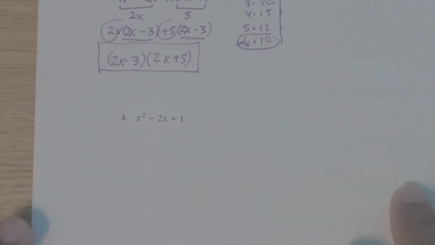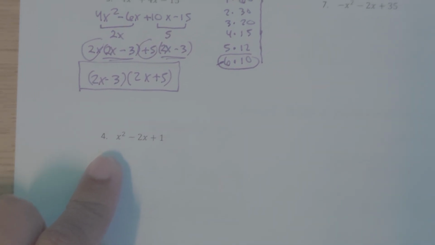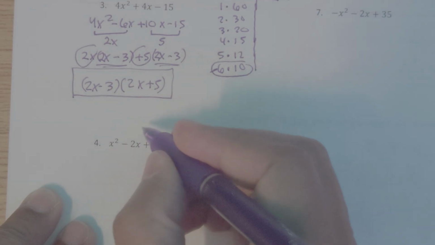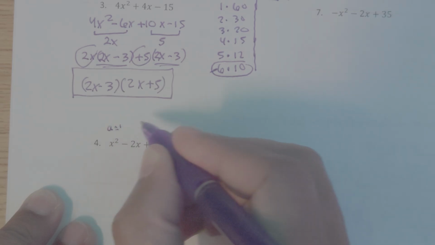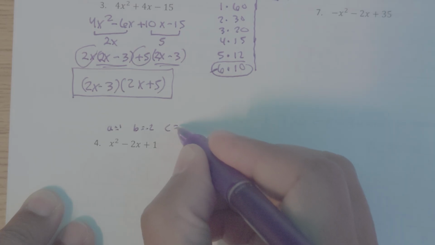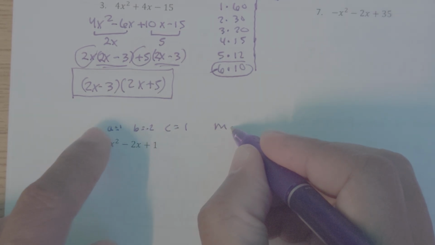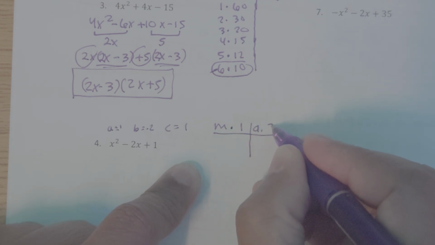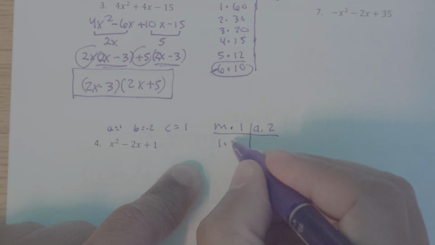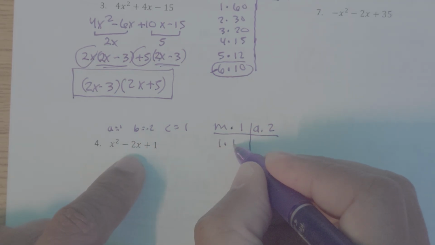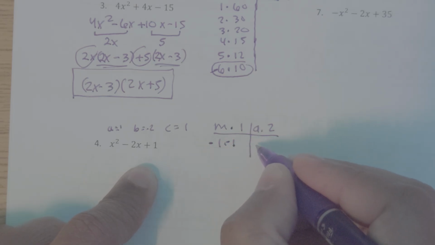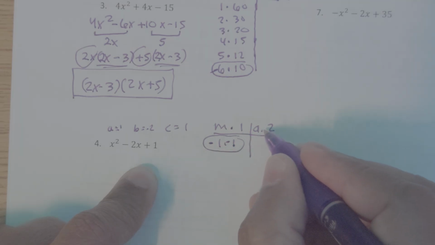All right, so I'm going to do this last example on this part of the video, then I'll do the other part, examples 5, 6, and 7, on the other video. So here a equals 1, b is negative 2, and c is equal to 1. So find multiples of a times c, which is 1 times 1, multiples of 1 that, when you add them, add to negative 2. Well, 1 times 1 is 1, and notice we need that sum to be negative 2. So they both have to be negative. When you multiply negative times negative, it's positive, and when you add them, you get negative 2.